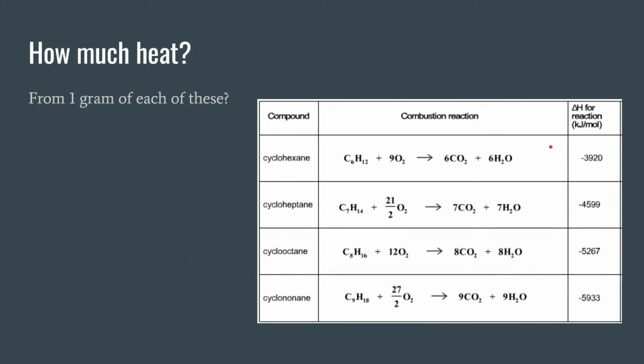Okay. It's relatively straightforward. So I'm only going to work through one example because I don't want to do more. So let's just do the cyclohexane, okay? C6H12. Okay, so we're doing 1 gram of the cyclohexane. Okay? So how much heat would you produce from that? So our enthalpy of reaction is negative 3920 kilojoules per mole.